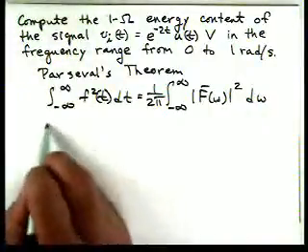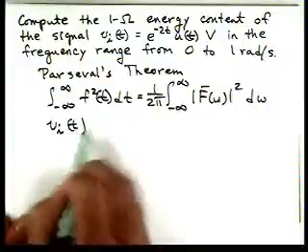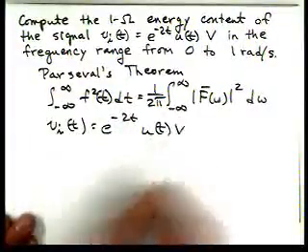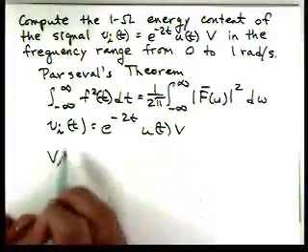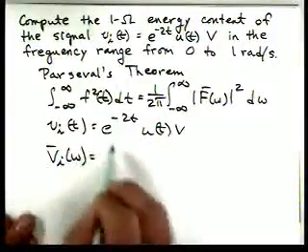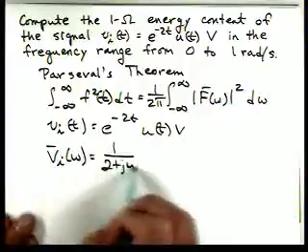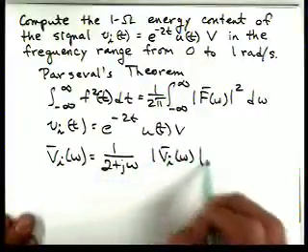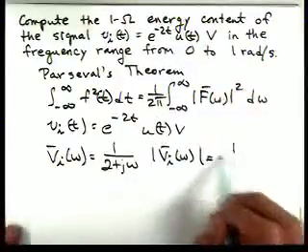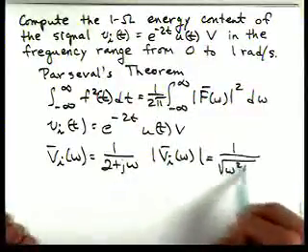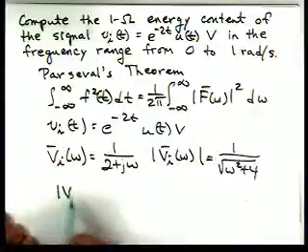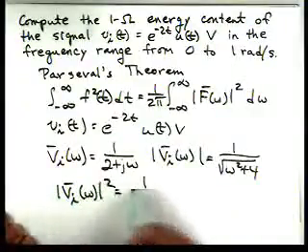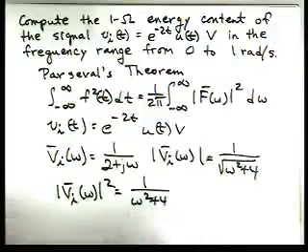Okay, so Vi of t is e to the minus 2t u of t volts. So then Vi of omega is 1 over 2 plus j omega. The magnitude of Vi of omega then is 1 over the square root of omega squared plus 4. So the magnitude of Vi of omega squared is 1 over omega squared plus 4.